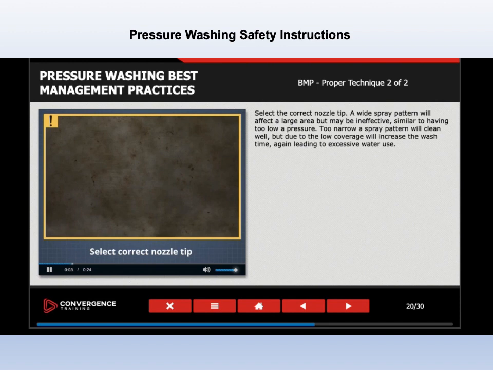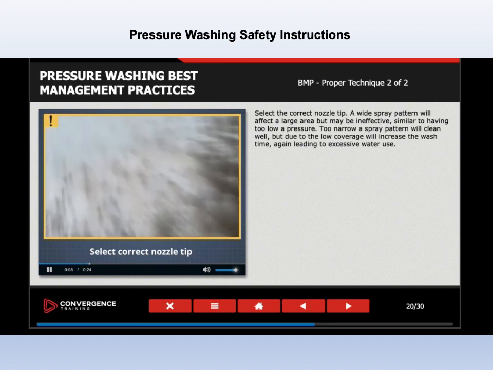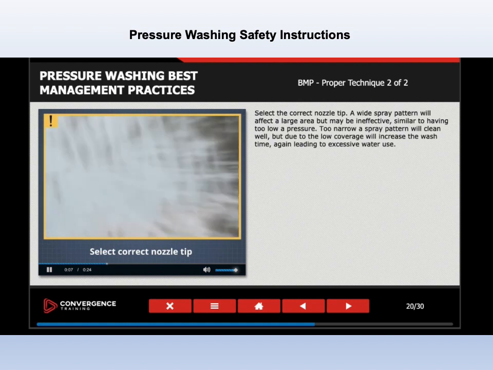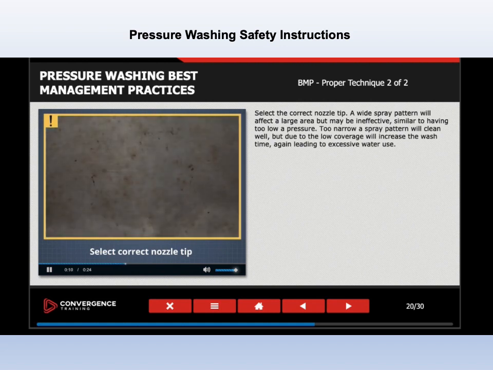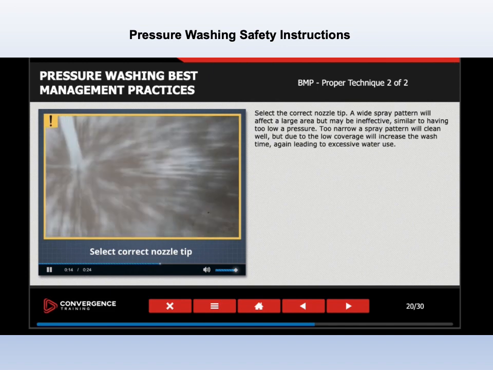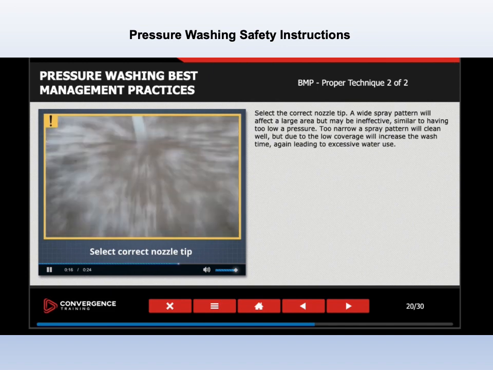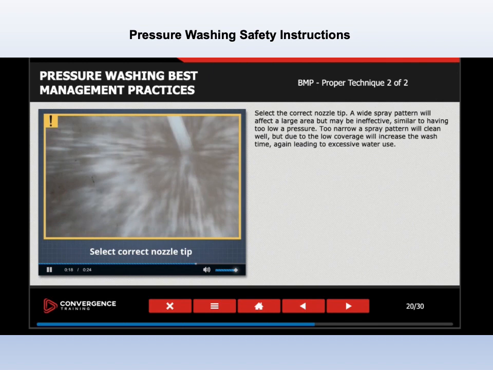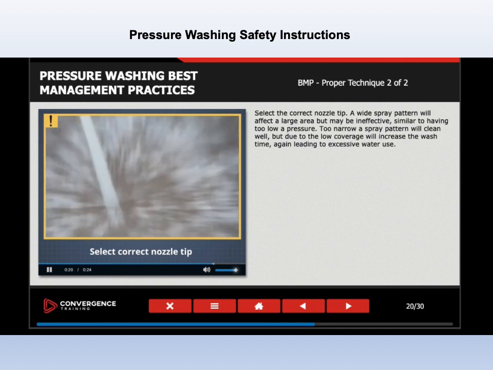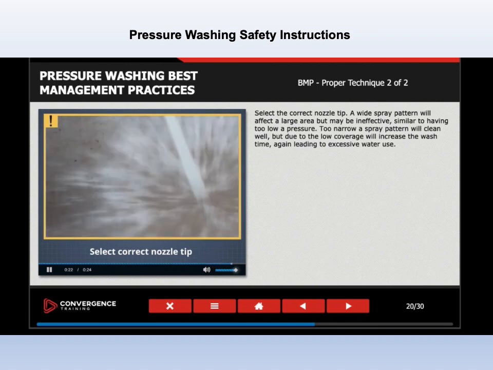Select the correct nozzle tip. A wide spray pattern will affect a large area, but may be ineffective, similar to having too low a pressure. Too narrow a spray pattern will clean well, but due to the low coverage will increase the wash time, again leading to excessive water use.